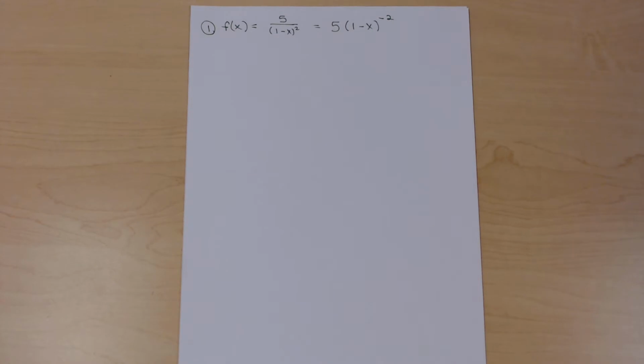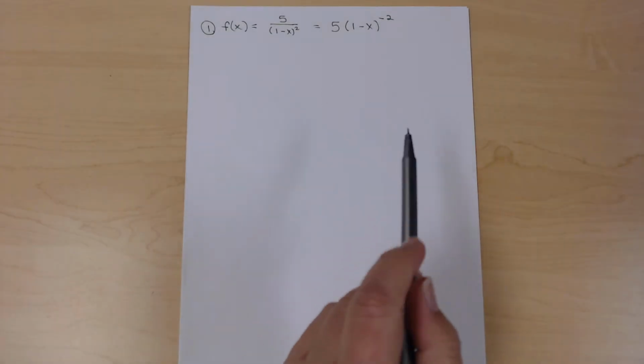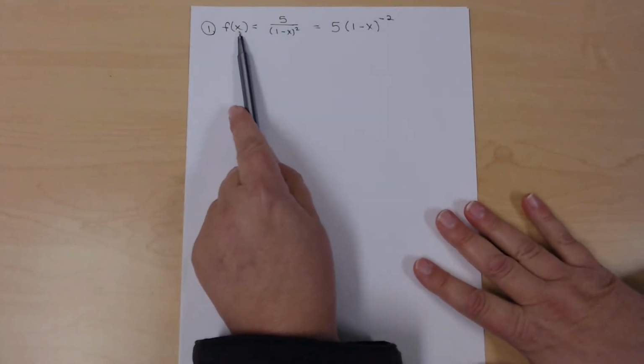All right, so we got 4 examples. Here we go. All right, so our first example is f of x.